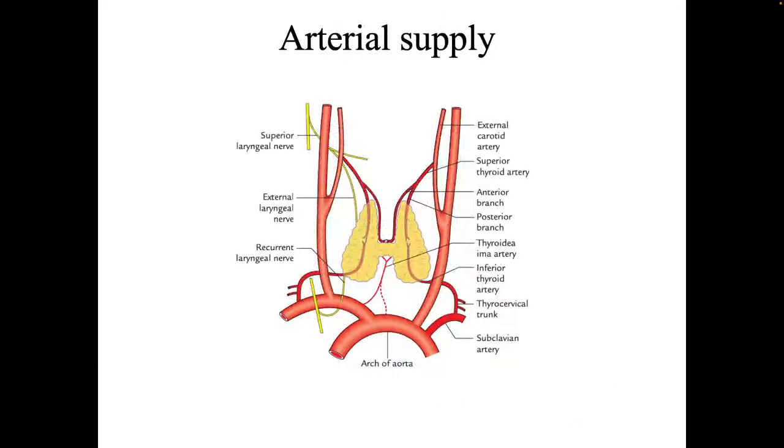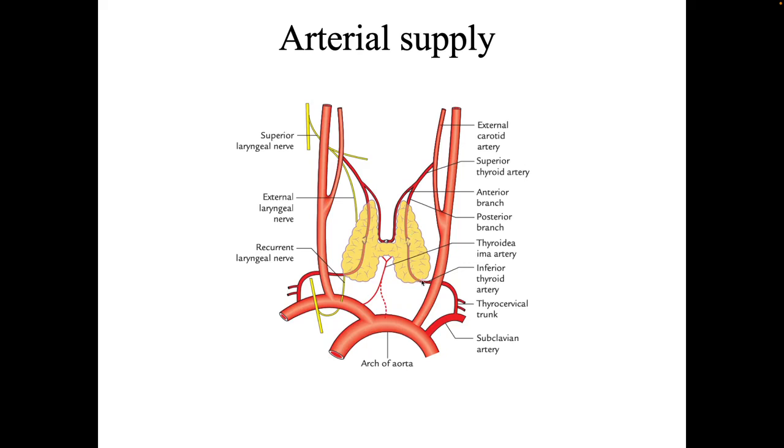So, arterial supply. By this time we have actually discussed all the blood supply, but now this is a quick revision. The blood supply of the thyroid gland is by the superior thyroid artery, which is a branch of the external carotid artery. Some books mention that the superior thyroid artery is the first branch of the external carotid artery. It goes towards the superior pole and divides into anterior and posterior branches.